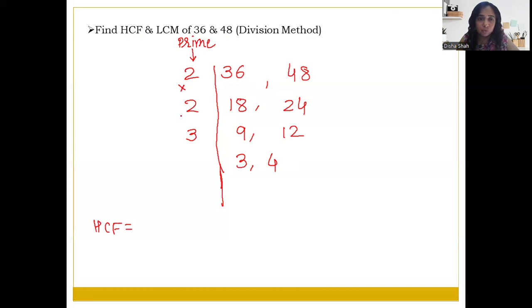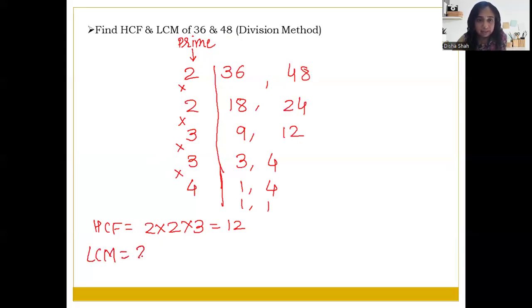HCF will be 2 into 2 into 3, that is nothing but 12. For LCM we have to go further. Between 3 and 4 nothing is common, so now we will divide the numbers by 3. 3 divided by 3 is 1, 4 divided by 3 is not possible, so we will write 4 as it is. Next, dividing by 4 we get 1 and 1, so this is our LCM. So LCM is 2 into 2 into 3 into 3 into 4, that is equal to 4 into 4 is 16, and 16 nines are 144, so the answer is 144.